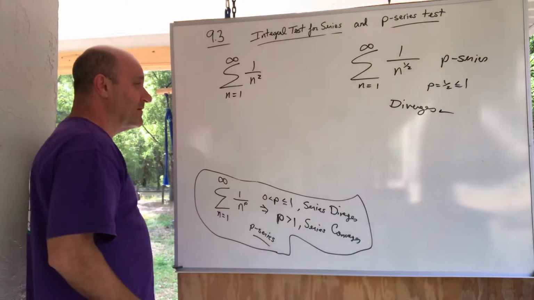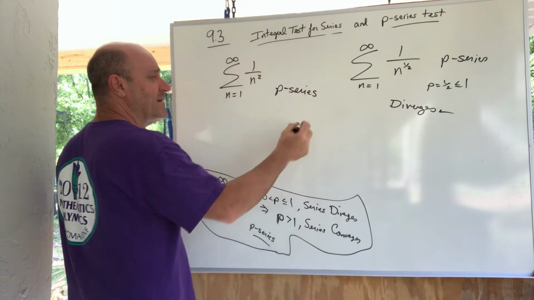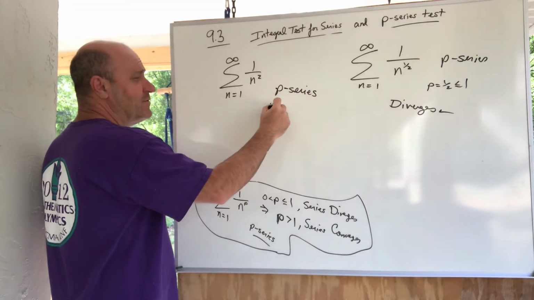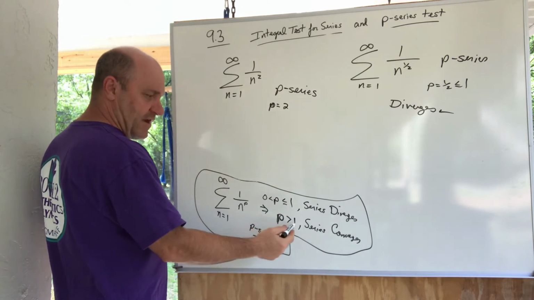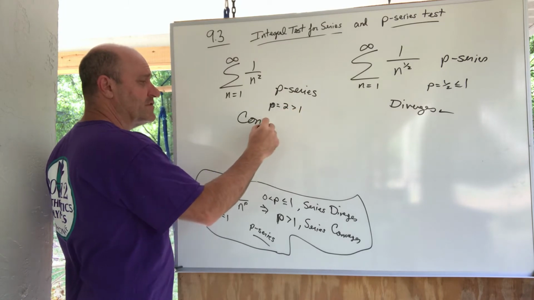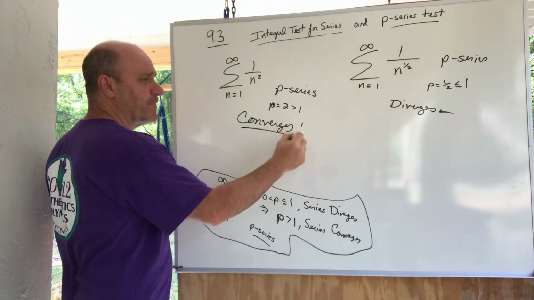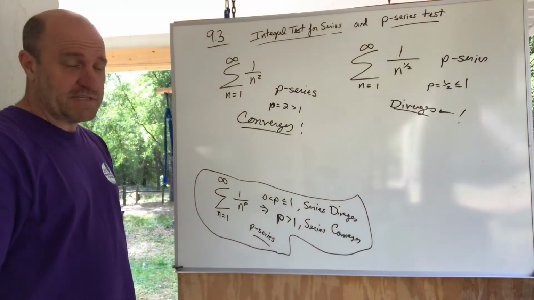What about this one? Oh, hey, it's a p-series. Yeah, it's a p-series. I should communicate that to my teacher. P is 2. When p is greater than 1, it converges. So, p-series are easy.